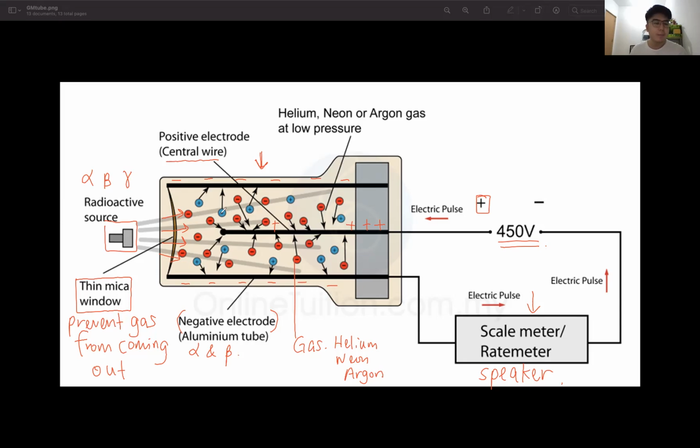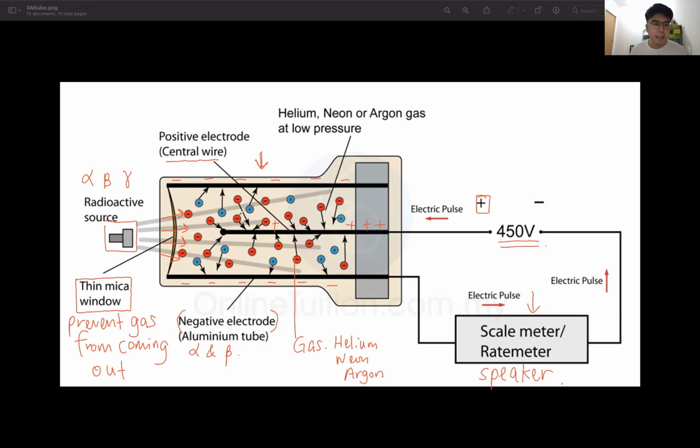Okay, they enter this tube, and what happens? Now, let's say alpha is emitted. The alpha enters the tube, and the alpha can ionize the gas inside.